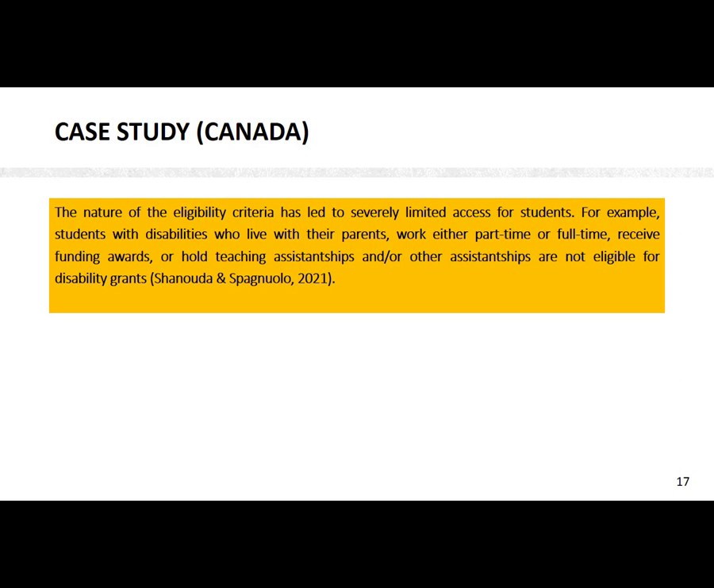These students who live with their parents, work either part-time or full-time, receive funding awards, or hold teaching assistantships or other assistantships are not eligible for disability grants. In other words, this condition is encouraging students with disabilities to not work even part-time, or not study hard to get any scholarship or assistantships.